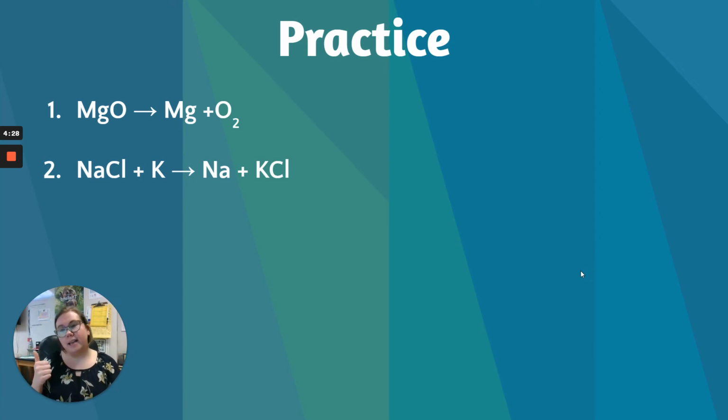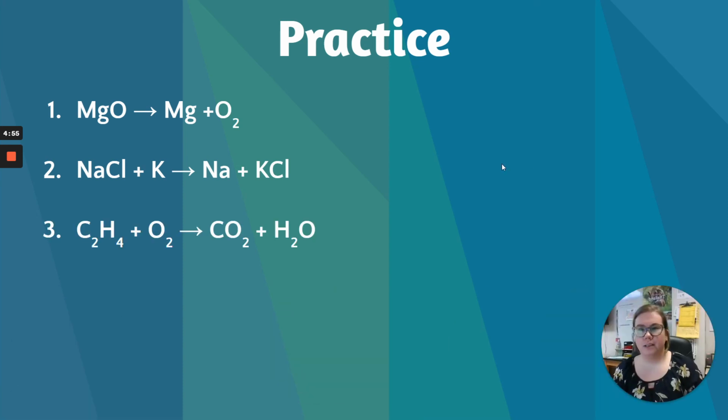Next, we have NaCl and K reacting to form Na and KCl. For this one, we can notice single element on both sides and a compound on both sides. But that single element is kind of switching places for which element is by itself. So that is a single replacement reaction.